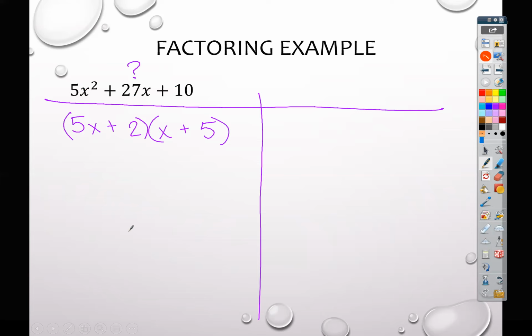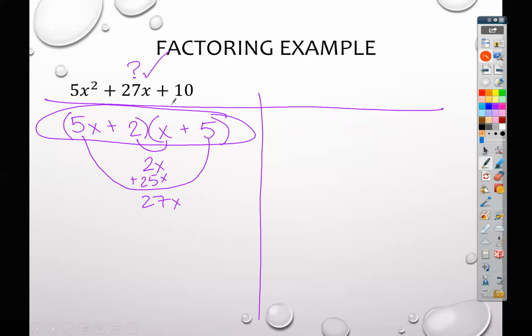Okay, so if you do 2 times x, you would get 2x. And if you multiply 5x times 5, you would get 25x. And if you add these together, you would get that middle number, which is 27x. So that is how you do guess and check.